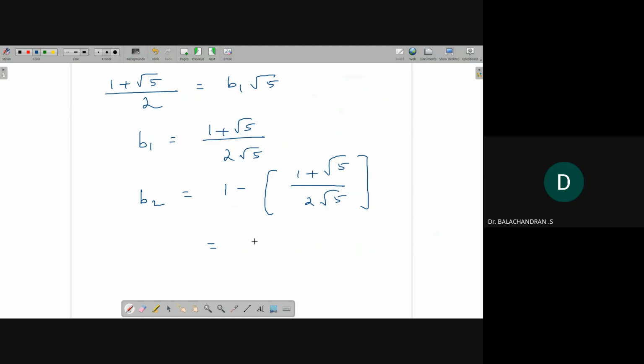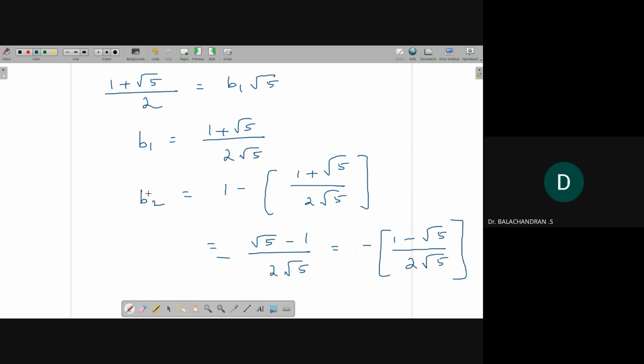So minus (root 5 minus 1) by 2 root 5. Take minus common, so 1 minus root 5, (1 minus root 5) by 2 root 5. So this is your b2.